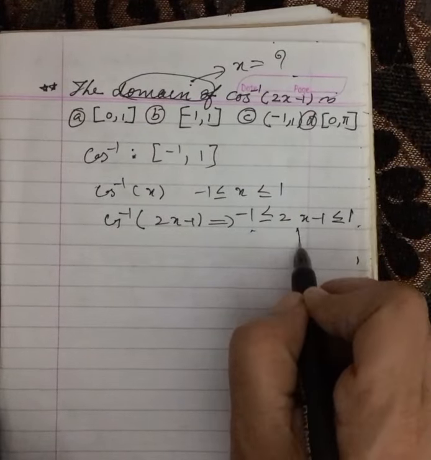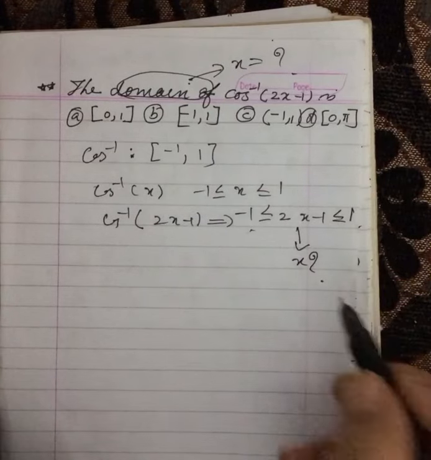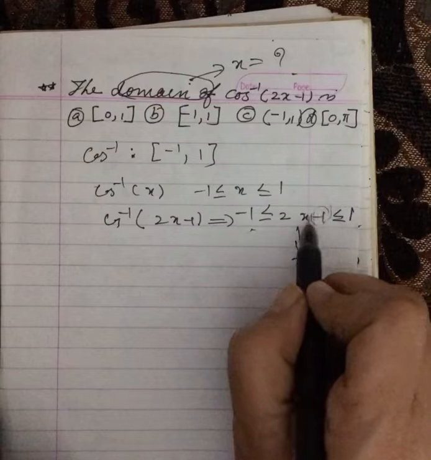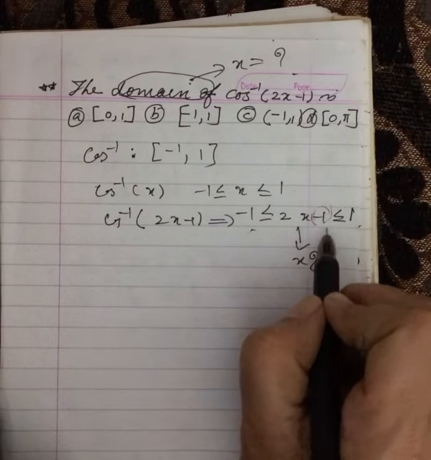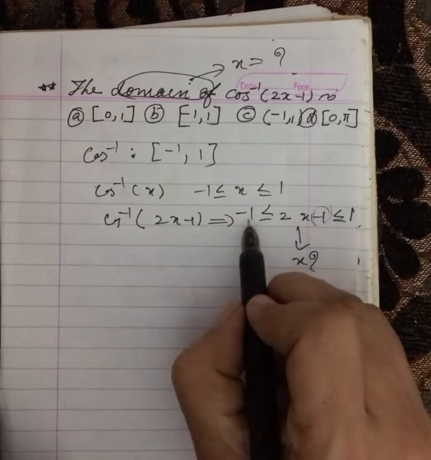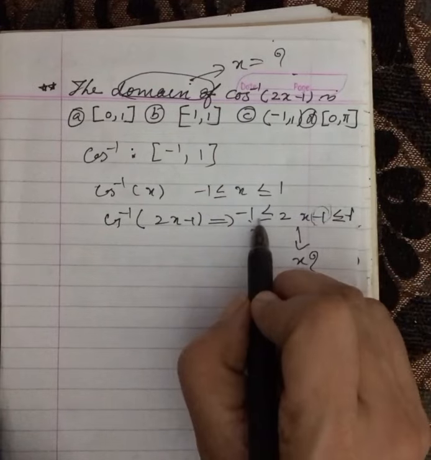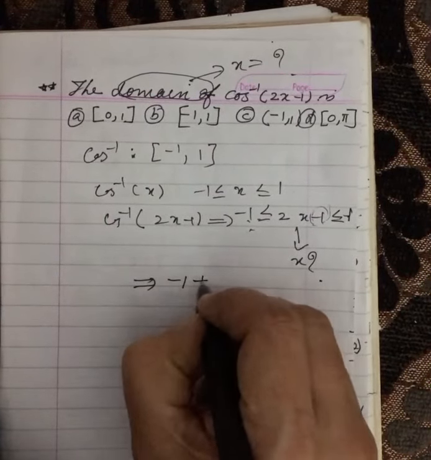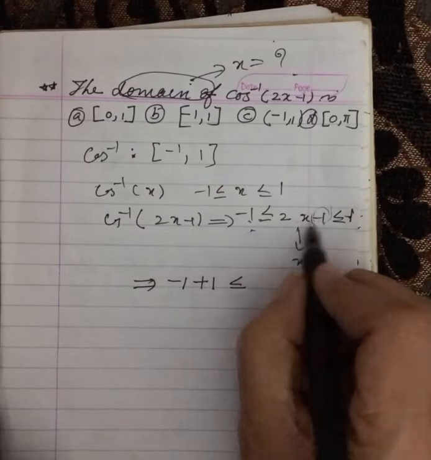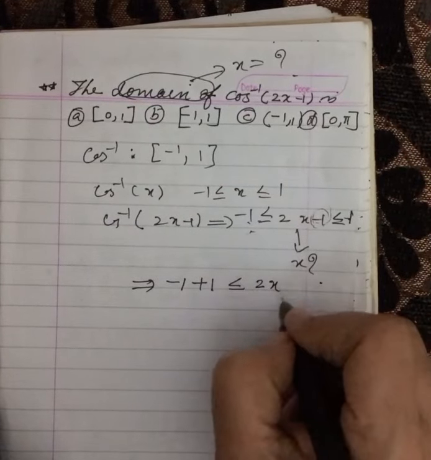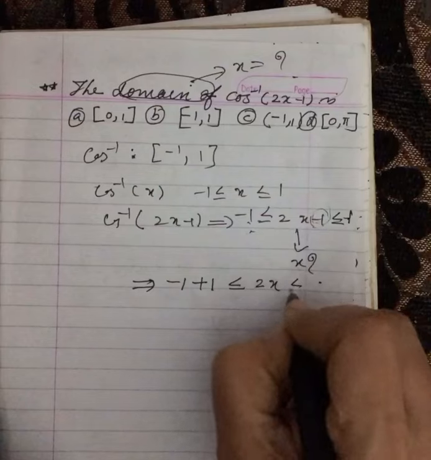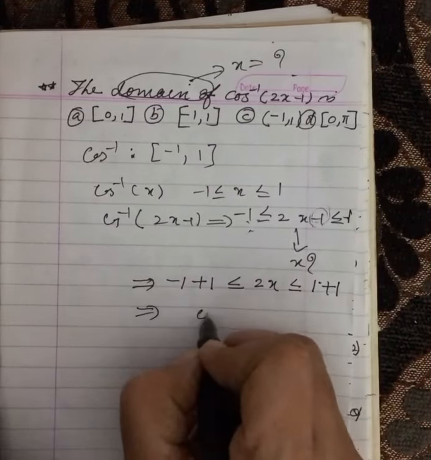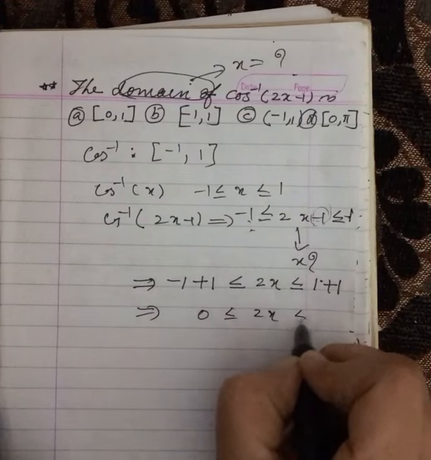So 2x minus 1 is between minus 1 and 1. How to deduce the value of x from here? First of all, you have to remove the minus 1 from here. To remove minus 1, you add plus 1. When you add plus 1, on everywhere of the inequality, that means minus 1 plus 1 is 0, less than or equal to 2x minus 1 plus 1, less than or equal to 1 plus 1. So you are getting 0 less than or equal to 2x less than or equal to 2.